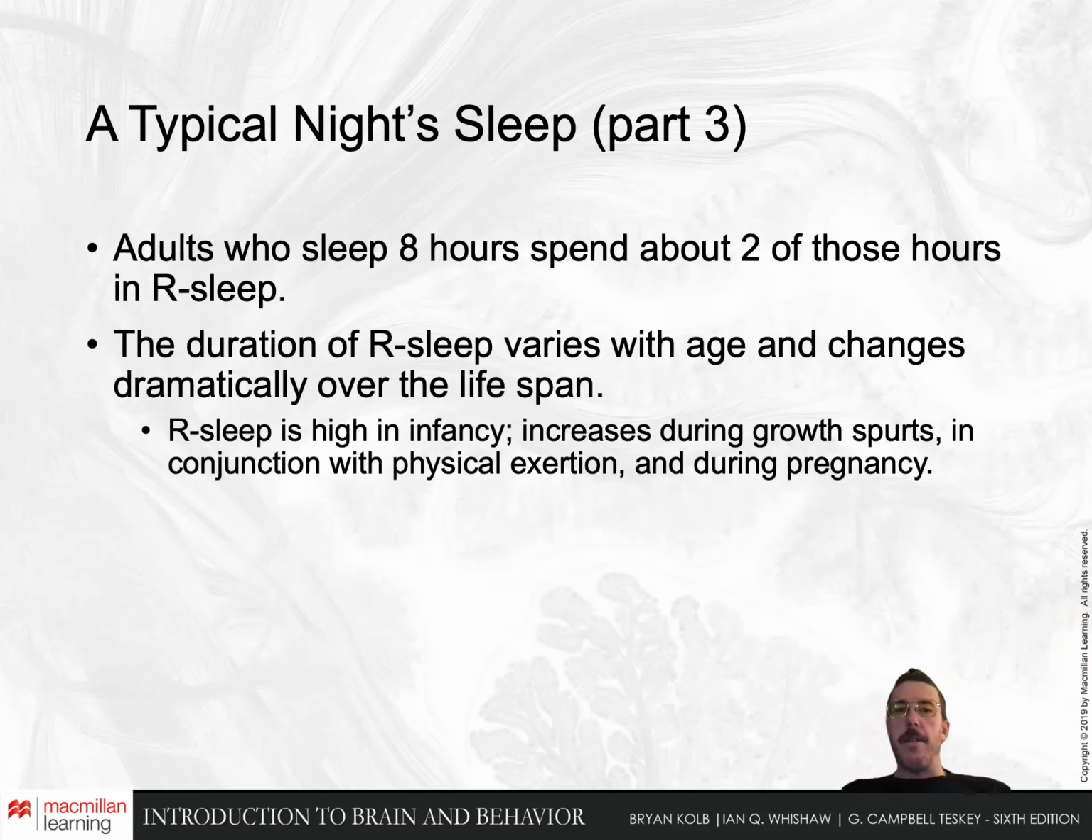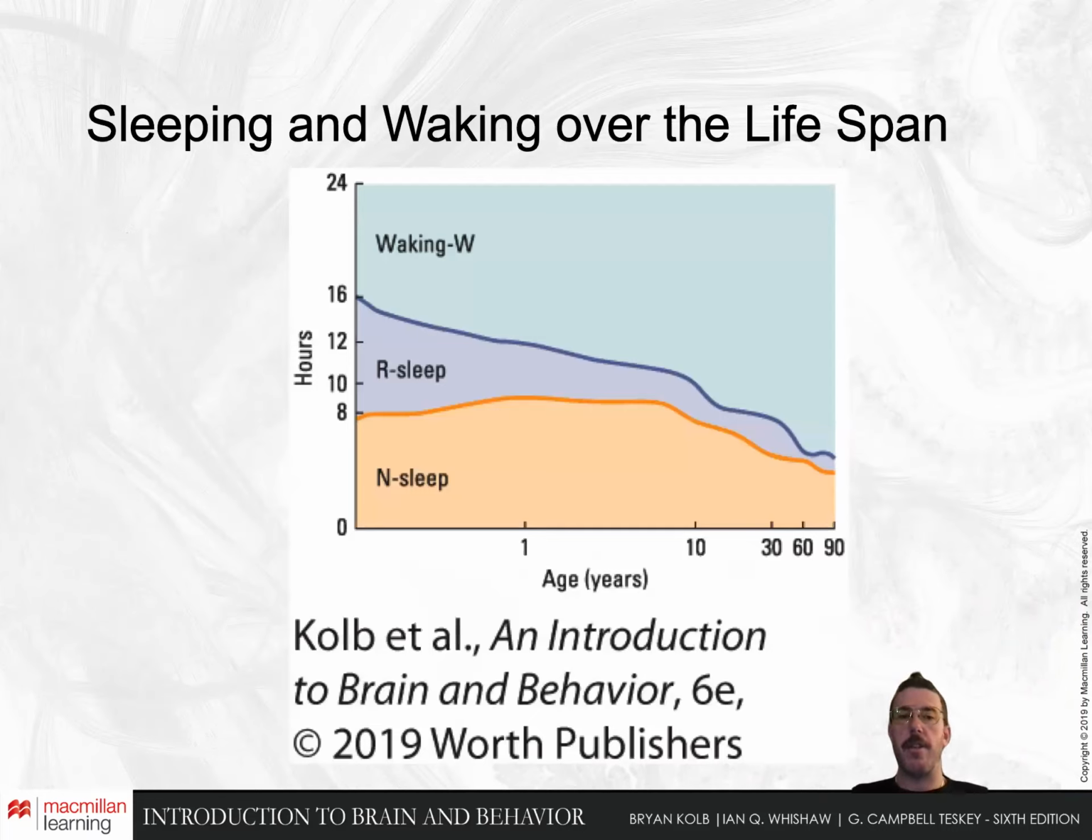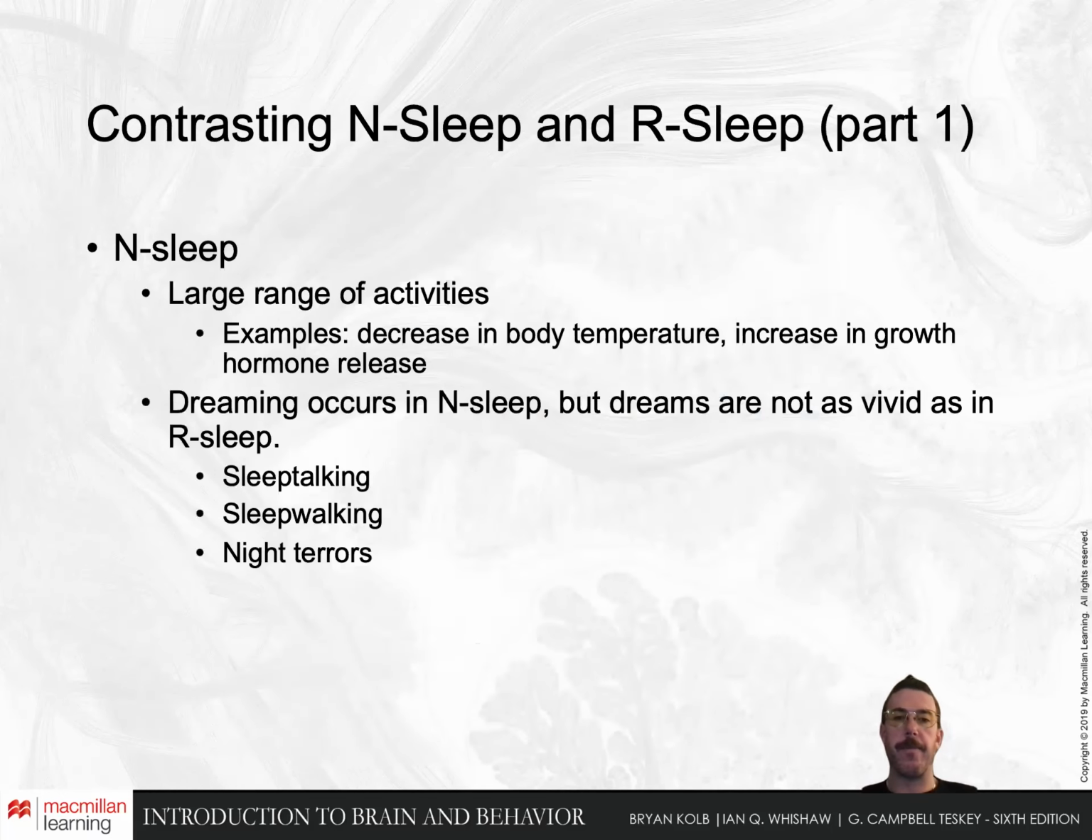People who sleep about 8 hours spend about 2 of those hours in REM sleep, and the duration of REM sleep varies with age, and it changes over a lifetime. It's very high, about half of the sleeping time in infancy, and it increases during growth spurts, after exercise, and during pregnancy. So here's showing a change with aging. The amount that we're awake changes drastically with aging, so that we end up only sleeping about 6 hours by the time we're 90. But also the proportion of REM sleep decreases as we get older as well.